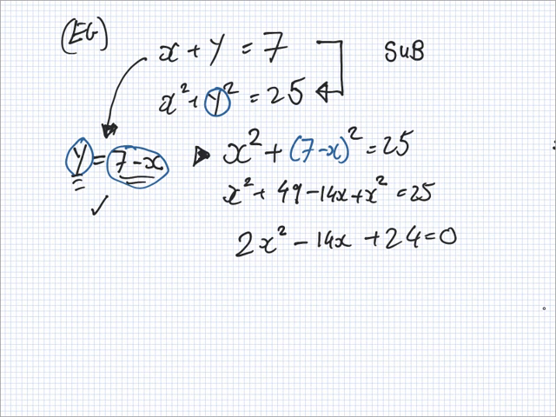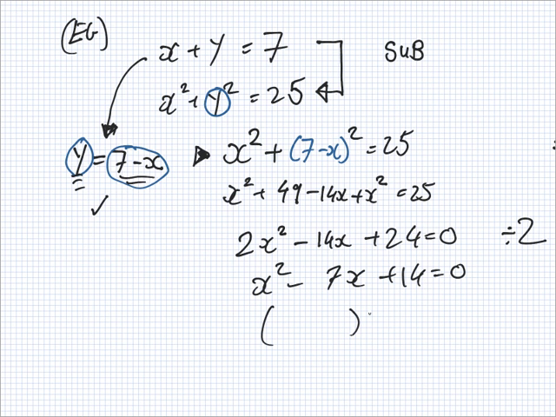I can simplify this quadratic a little bit. What can I divide by? Yeah, divide everything by 2 if I like. So I have x squared minus 7x plus 12. Now, if you want, you can use the formula, but I'll be a bit lazy and factorize it. I think it's a plus 12. Are you sure? 49 minus 25? When you divide by 2, 12.